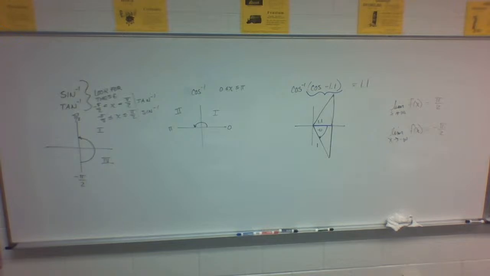You've got to be careful with that. Don't just undo each other without checking if it's in the correct range. They will undo each other, as the second line says, if the big angle on the inside is in one of the quadrants prescribed by the inverse function on the outside. But if it's not, you've got some thinking to do.